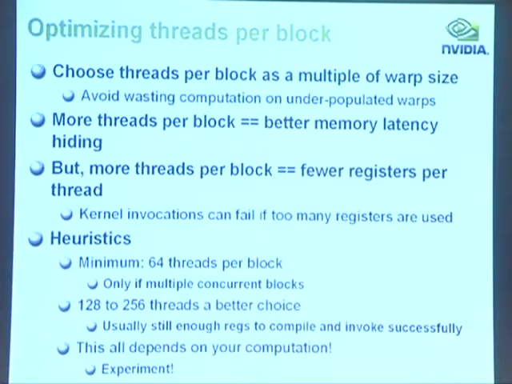Shouldn't, in principle, the CUDA runtime be able to tell what the maximum number of threads you can run is, given the register count of a kernel? Yes, in principle. The question was, shouldn't the CUDA runtime be able to determine the maximum number of threads you can run for a kernel? Yeah, it could. It might be a good feature for us to be able to query, after you load a kernel, how many threads you could run at most.